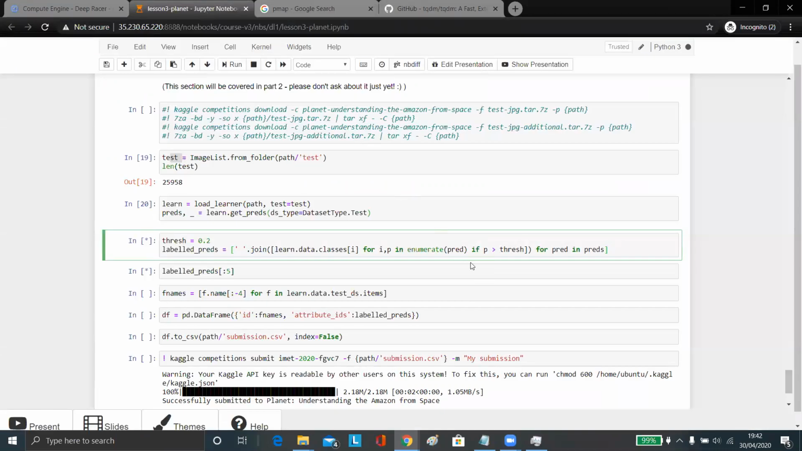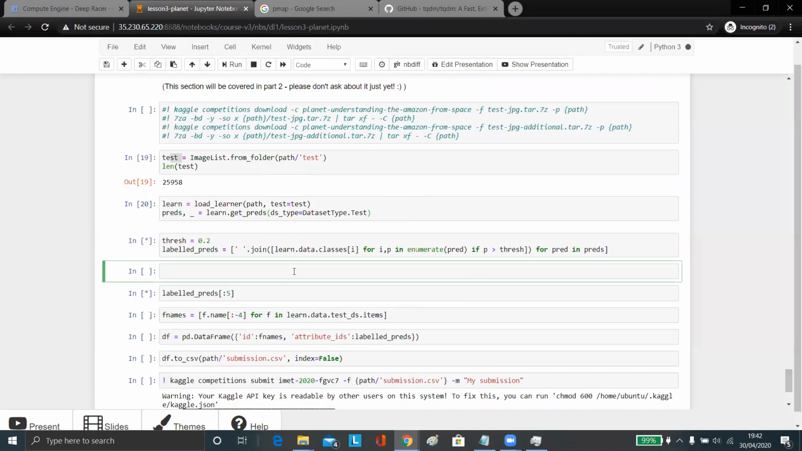So I think that's definitely another. Let's add a cell here, and we'll try and improve this through the week.